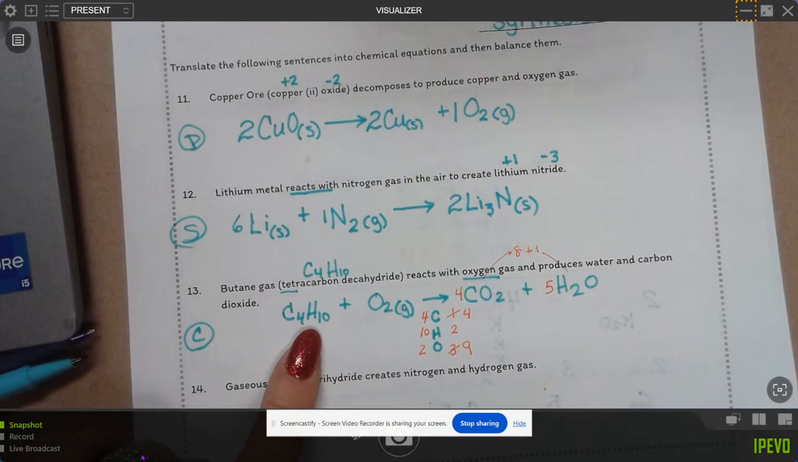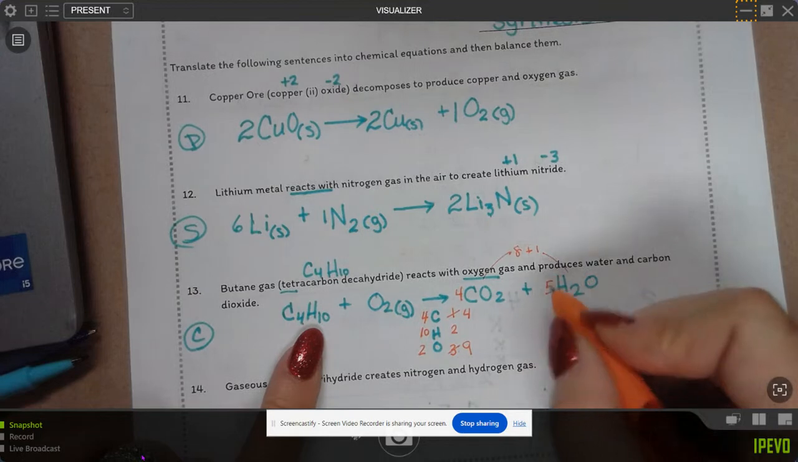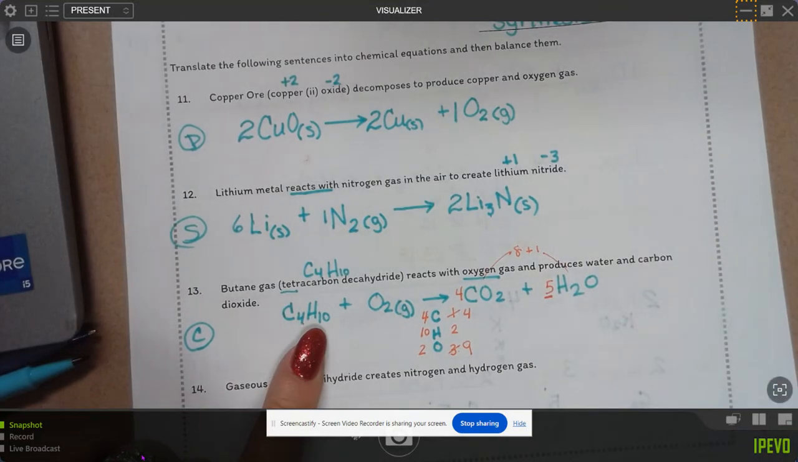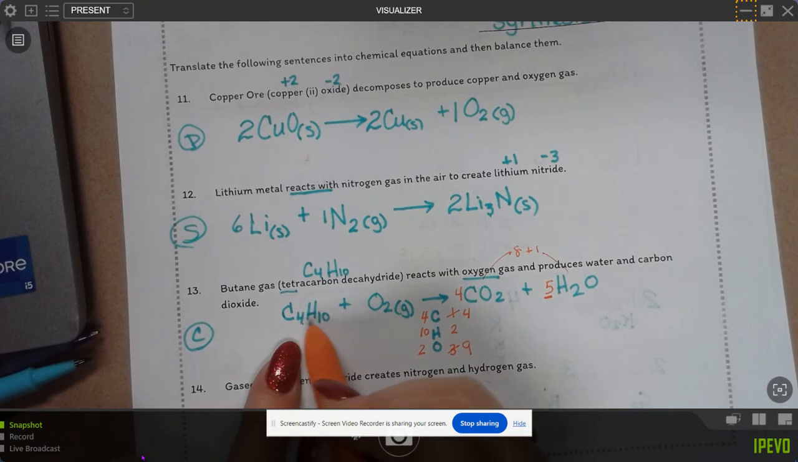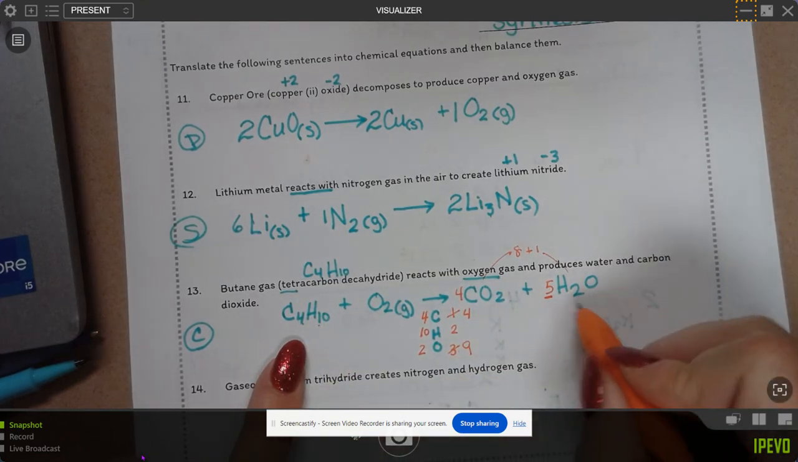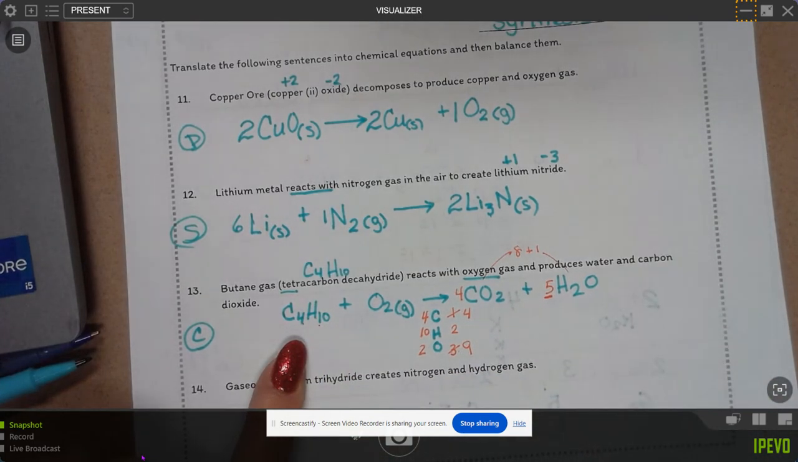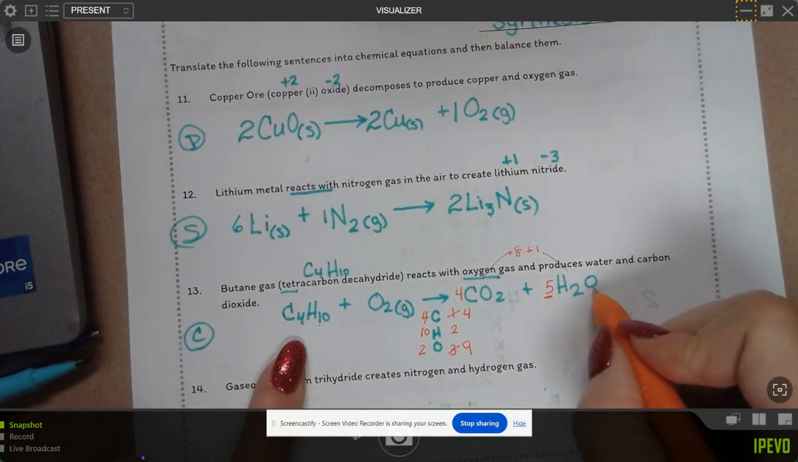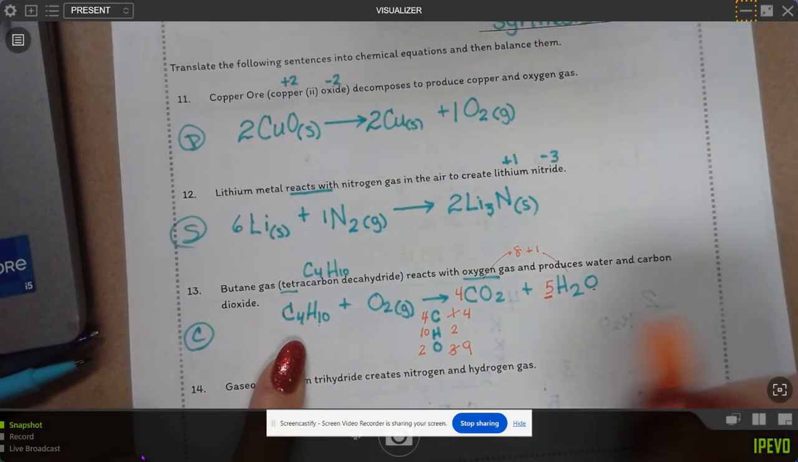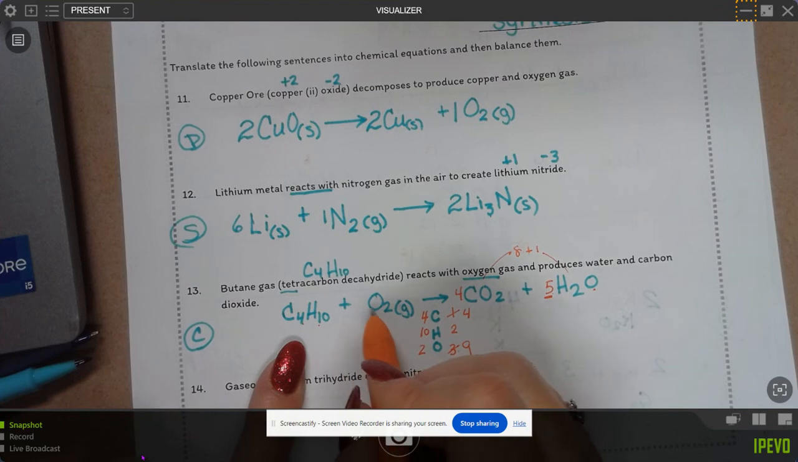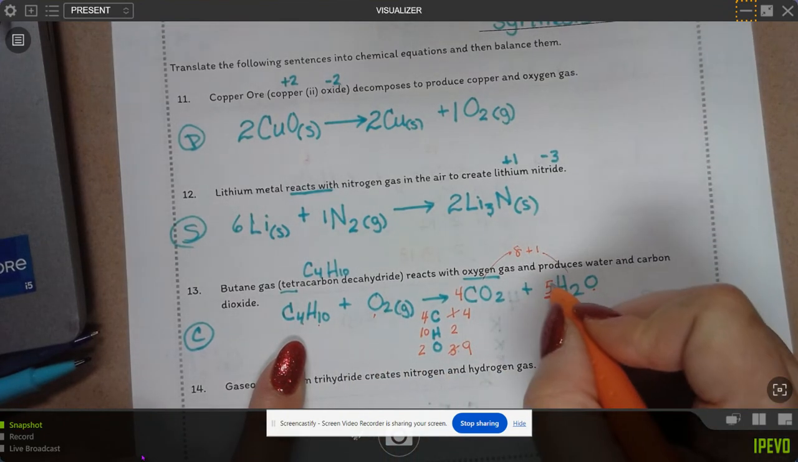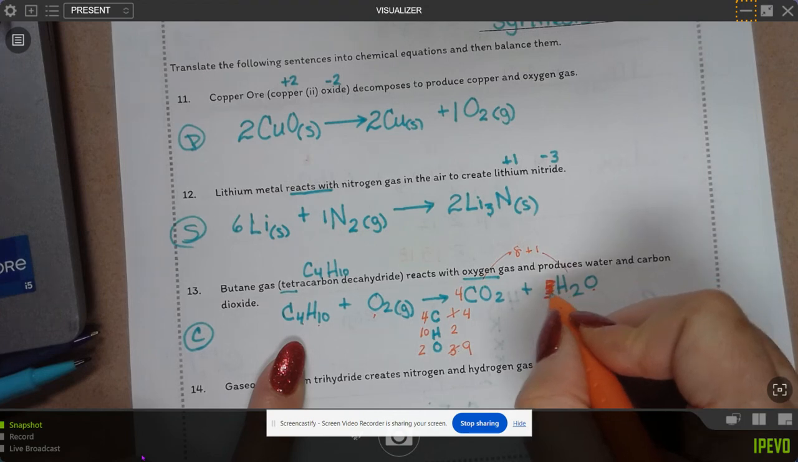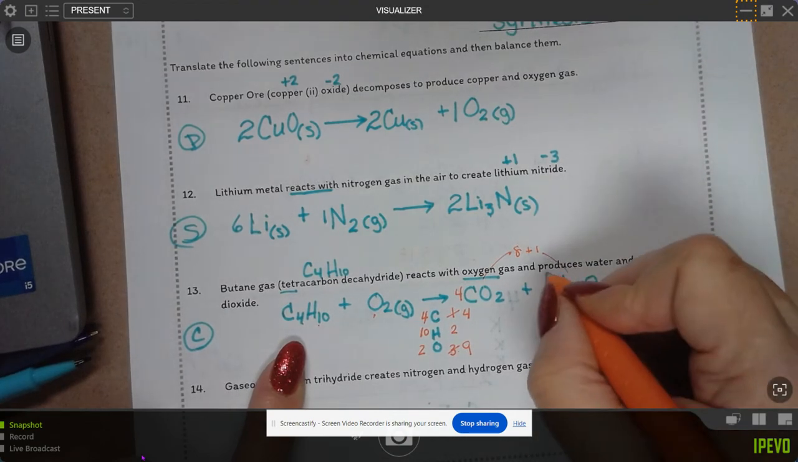Now, this is something you've got to remember. Anytime you put an odd number in front of water, and it's just carbon and hydrogen on this side, you should go ahead and double it. Because if you think about it, 5 times 1 is 5. There's no way I can get an odd number of oxygen over here because it's O2. So whenever you see an odd number in front of water, double it.